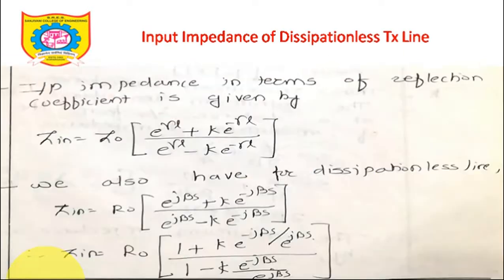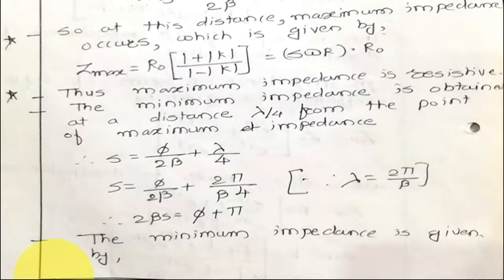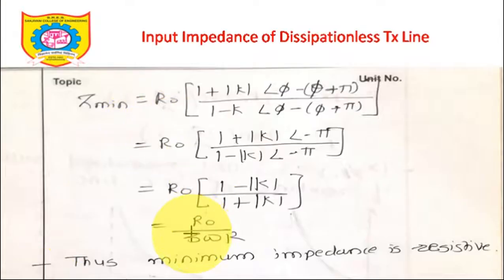After that we have understood the input impedance in terms of reflection coefficient, which we received after certain mathematical expressions. If I put the phase term equal to 0, I will definitely get Z max, that is maximum input impedance, equal to standing wave ratio into R0. Similarly, at a distance of lambda by 4 from the maxima, we will get a minima, and Z minima is equal to R0 divided by standing wave ratio. So these expressions we have calculated in the previous lecture.